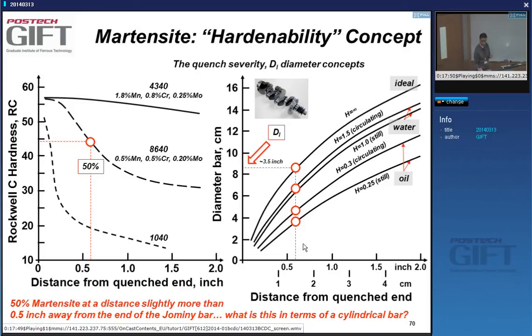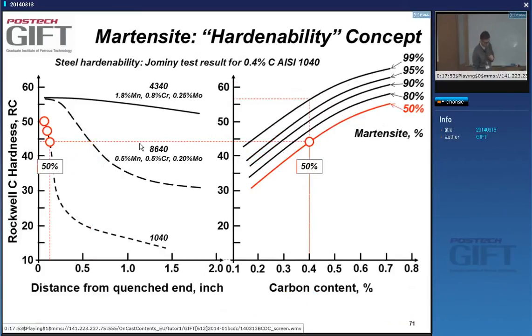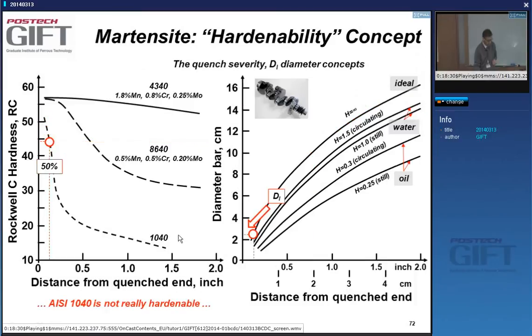Okay, so let's have a look here. We can't afford this material because it's highly alloyed, so we're looking at unalloyed steels. Can we make this material here? So this is again the 50% martensite. You have 50% martensite only very, very close to the surface. Now I look here at what this corresponds to in this graph. You see that I have very, very tiny diameters. And that's for the ideal cooling.